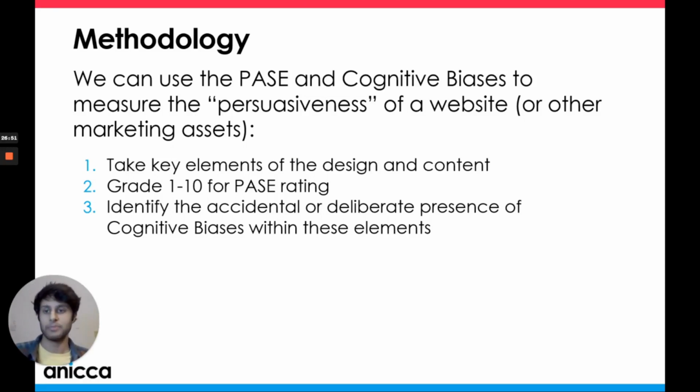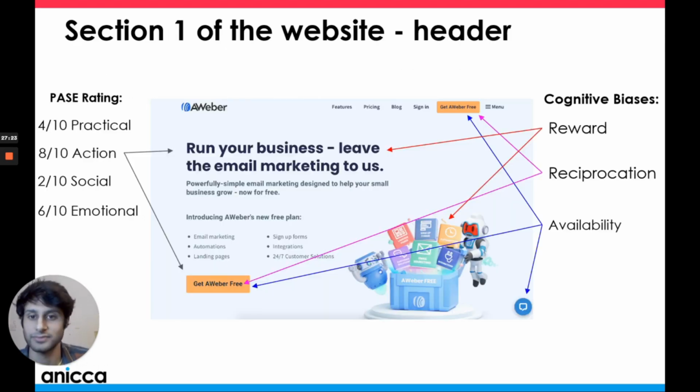So let's look at the methodology. We can use the PASE and cognitive biases to measure the persuasiveness of a website or other marketing assets, and we do this in three ways. Number one, we take key elements of the design and content. We grade them from 1 to 10 for a personality rating. And then we identify the accidental or deliberate presence of the cognitive biases within these elements.